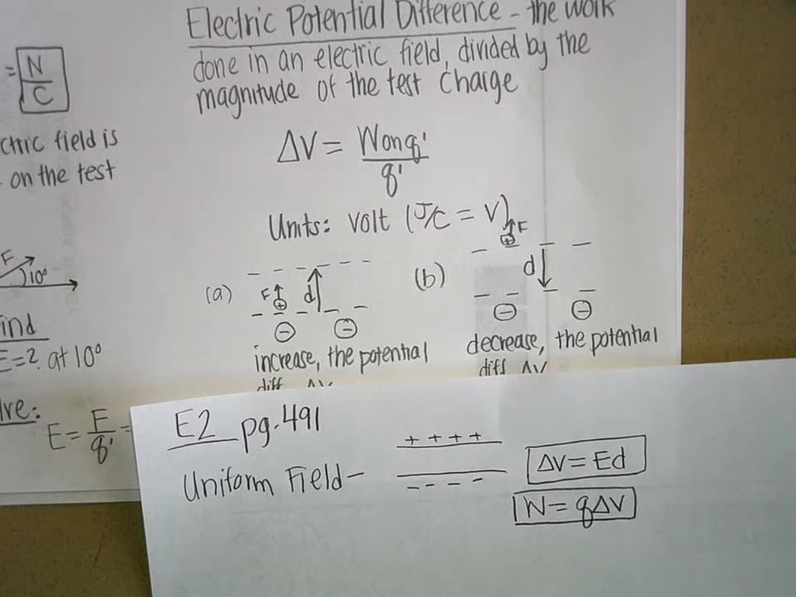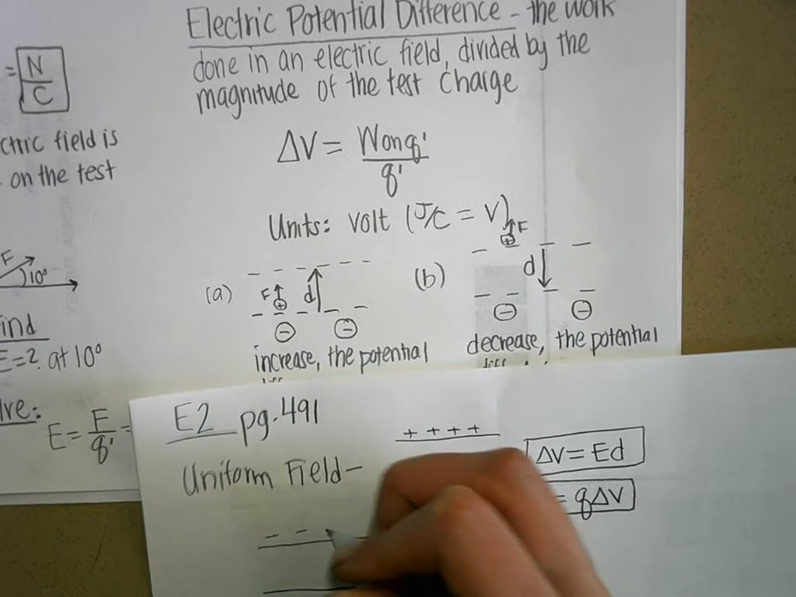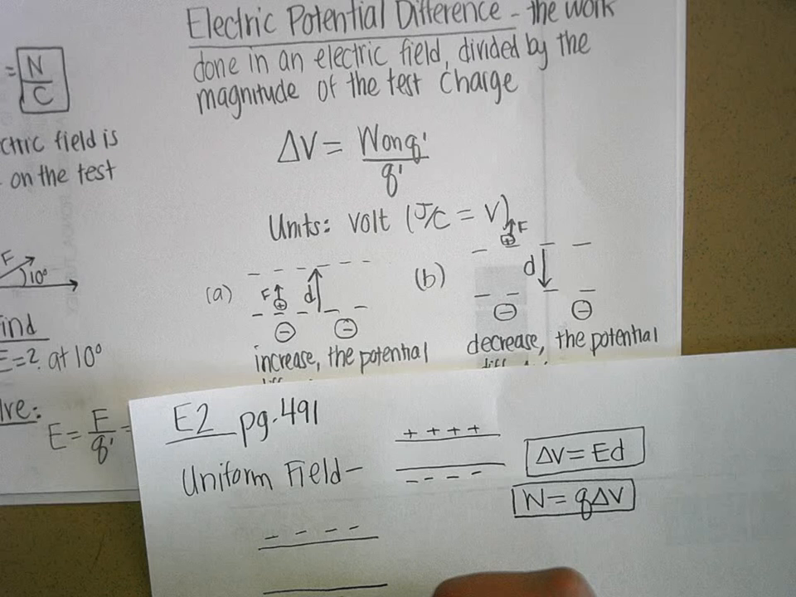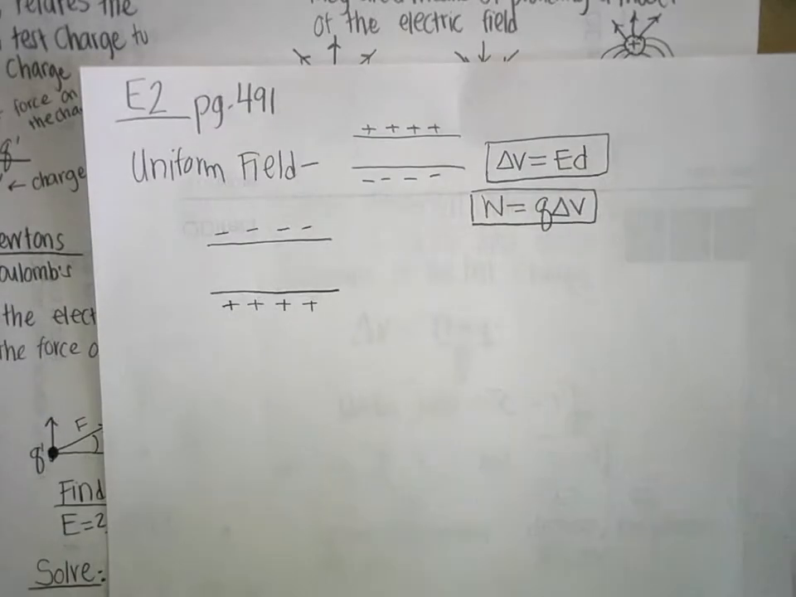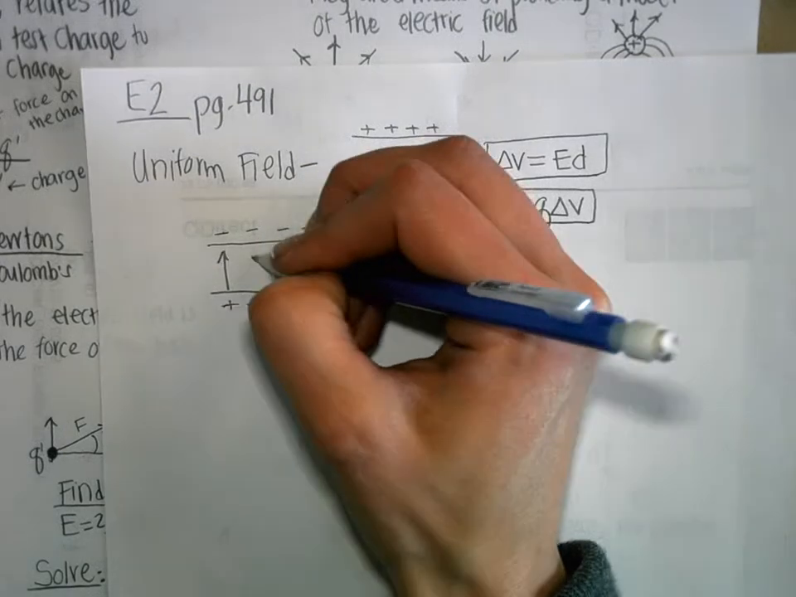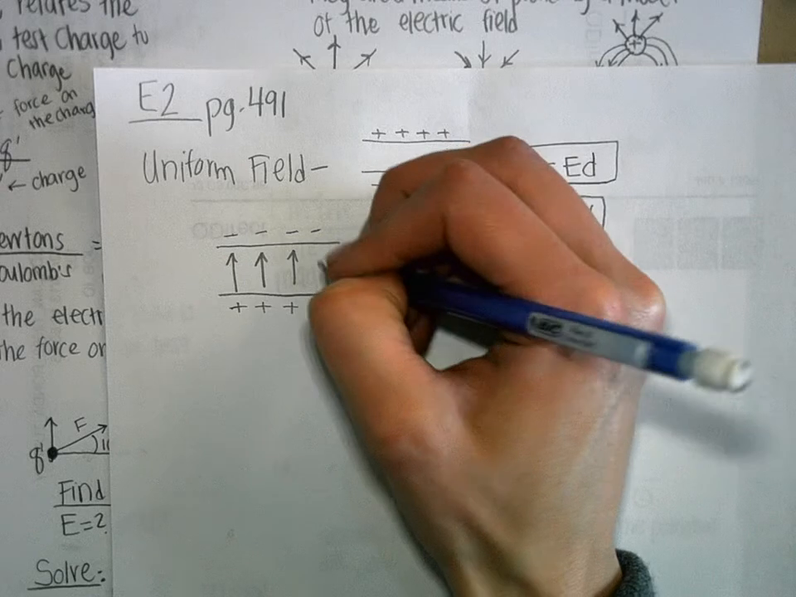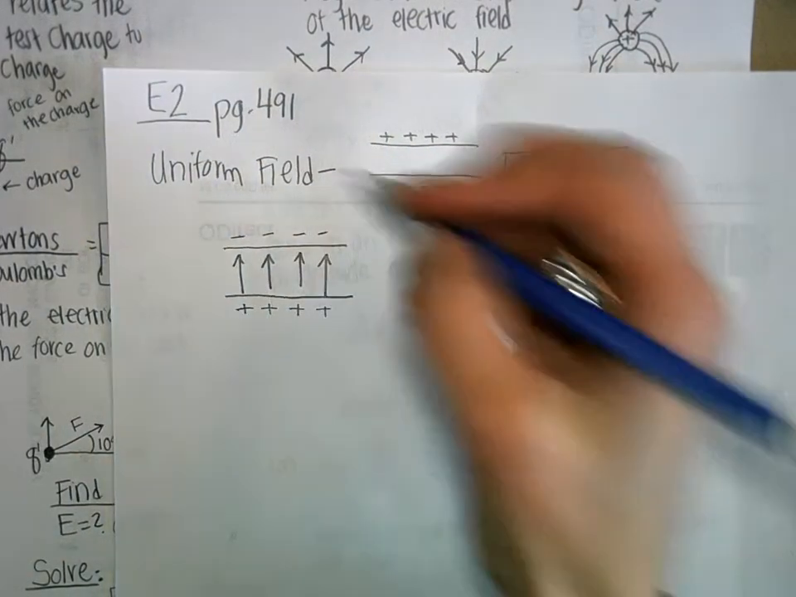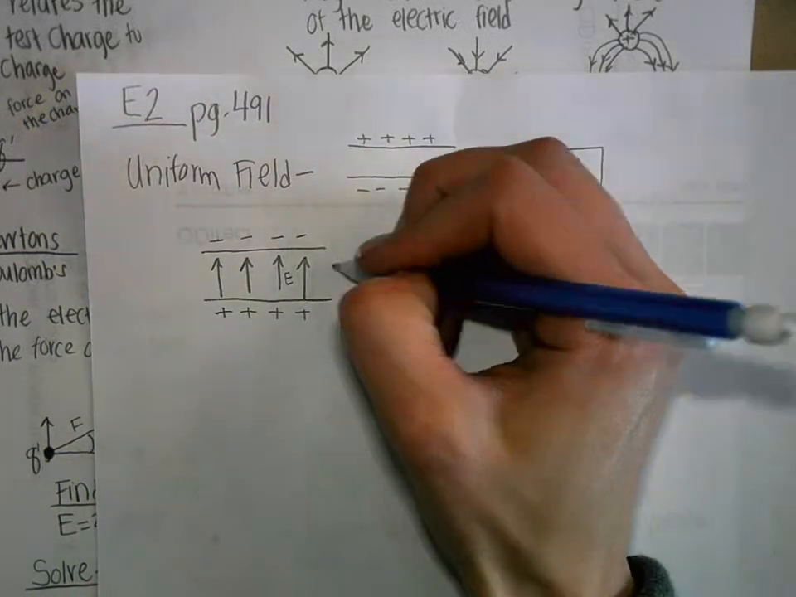So this example problem is a uniform field, and they gave you a picture in your book. We'll just draw their picture. So on the top, in this one, they have 4 negatives, and 4 positives on the bottom plate. So we know electric fields flow away from positive and towards negative. So this is our electric field inside the two plates, and this is our distance separating the plates.